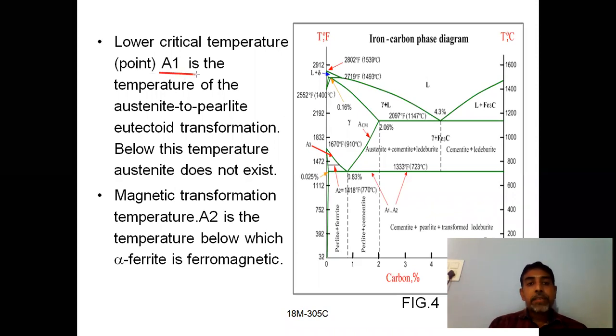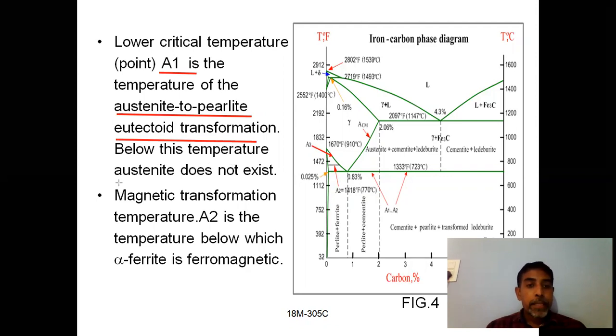At temperature A1, what is happening? Austenite to pearlite transformation is taking place. Okay, austenite to pearlite temperature. So it is eutectoid transformation. That means at 0.8% carbon, your austenite is converting into pearlite.